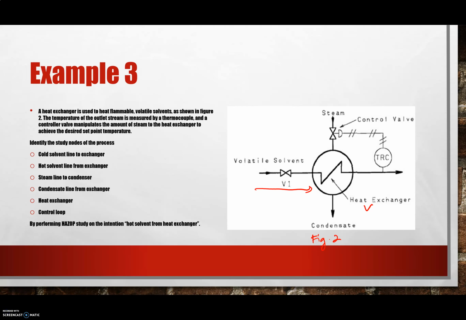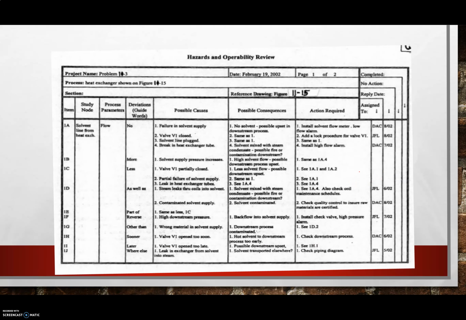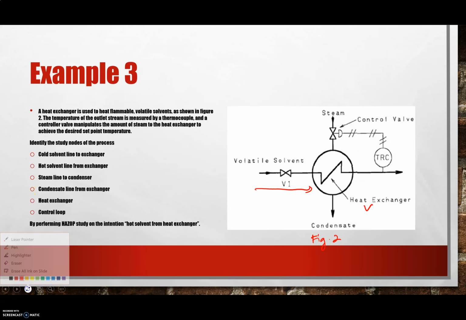The second one is the line carrying hot solvent from heat exchanger. So going out is the one that carries the hot solvent, because this is the solvent line. One is going into the heat exchanger, another one is carrying solvent out from the heat exchanger. Then a steam line. This is steam, so this is the steam line to condenser.